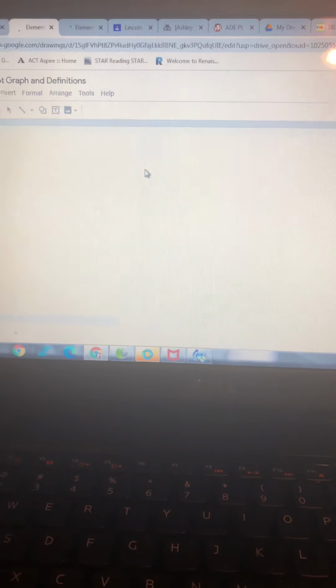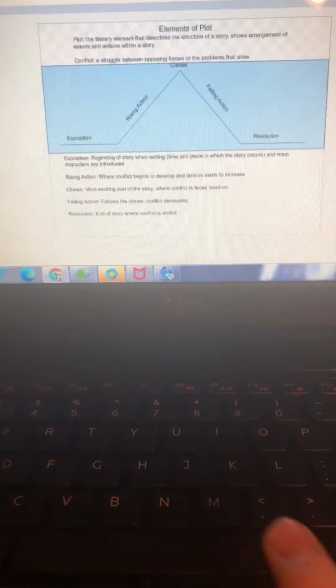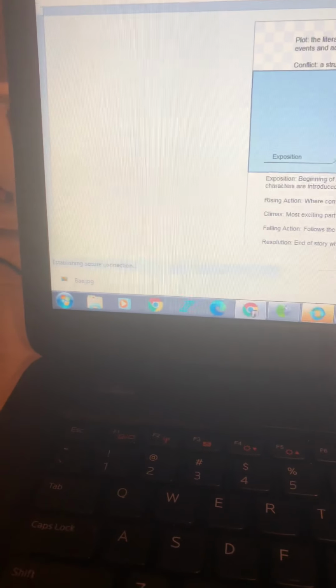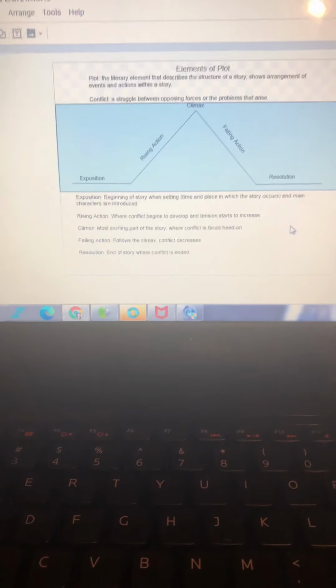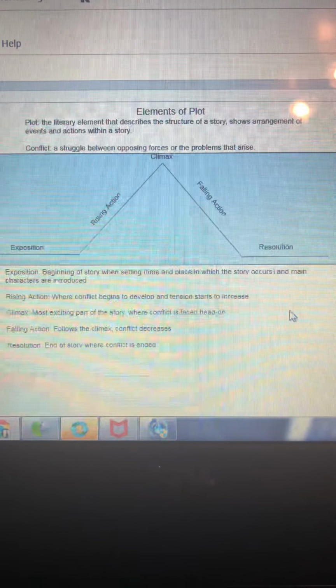As you're looking at this, I'm going to be reviewing it. You do have these notes accessible in Google Classroom. Oops, here they are. Okay, and I'm going to zoom in a little bit so you can see it. And it's not wanting to zoom in. Okay, anyway, you can see right here, plot is just the way that a story is written.